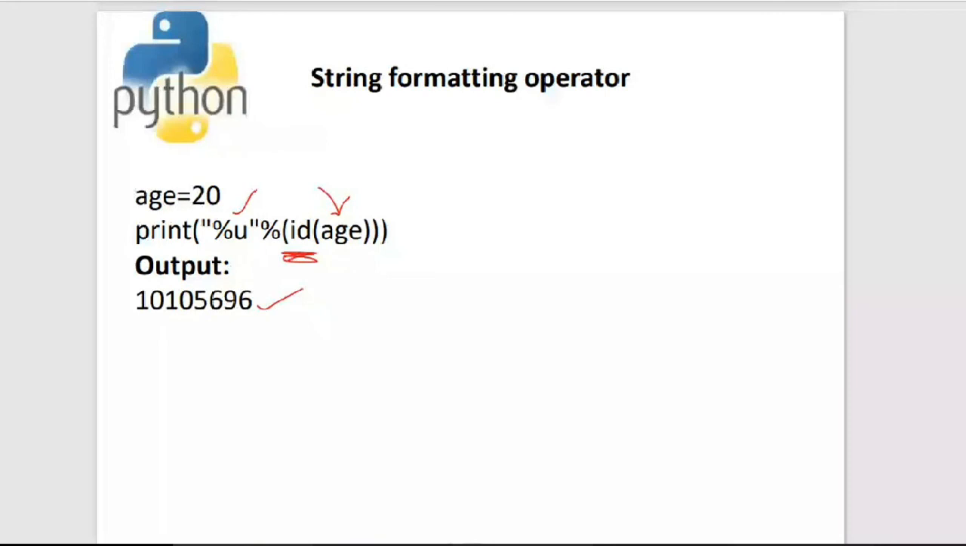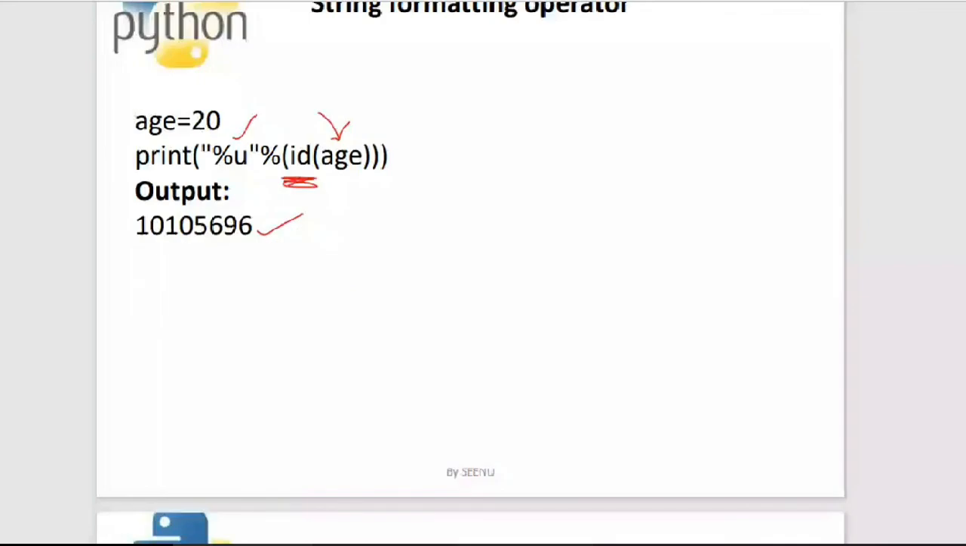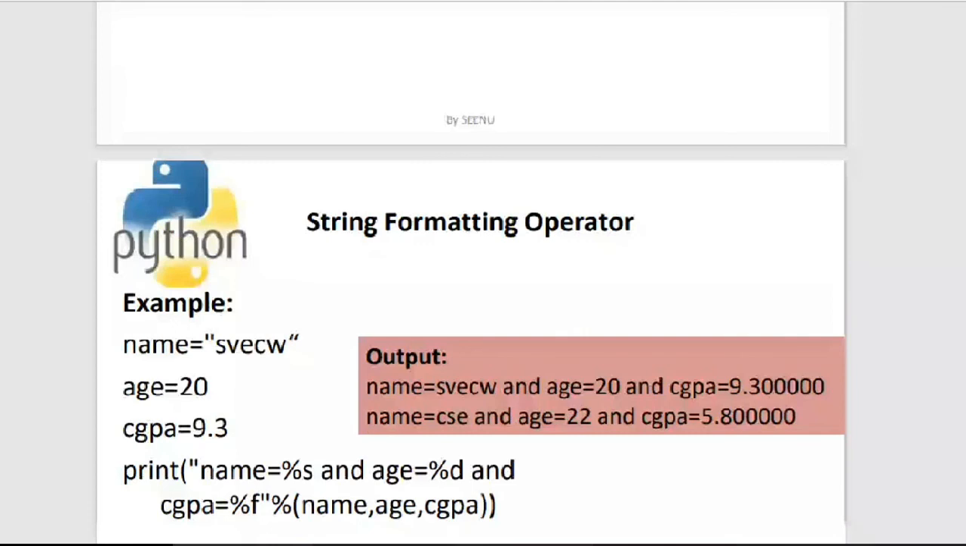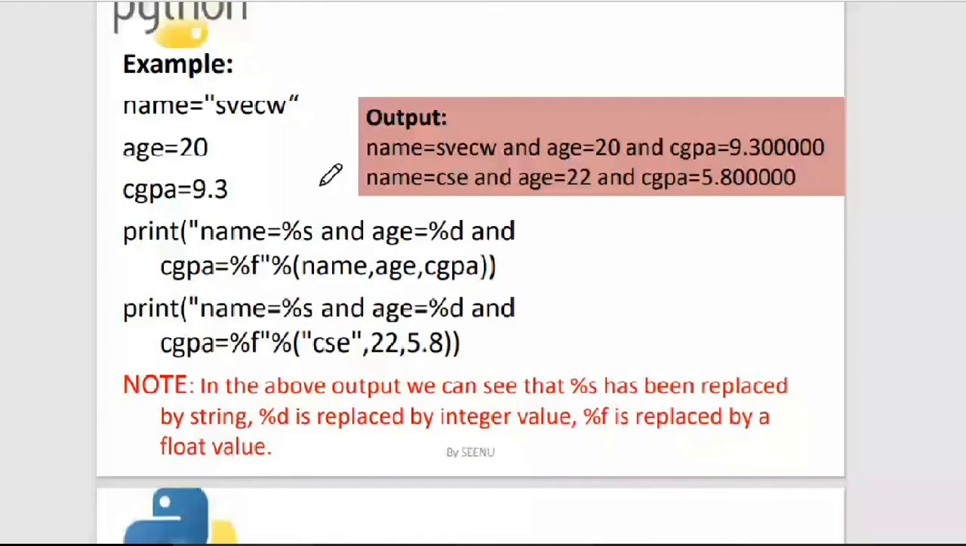If I simply say age, I'll get 20 only. But here I have tried to print the address of the object. I can also simply say id of age, and I'll get this. To show you the format operator, I have given this. Other examples show how to use %s and so on. I can use this kind of formatting in print statements to use %s and %d and all that.